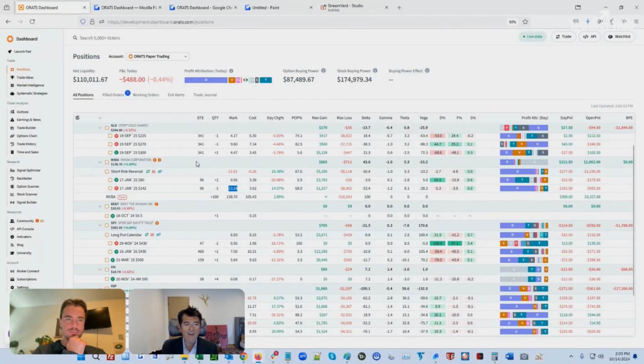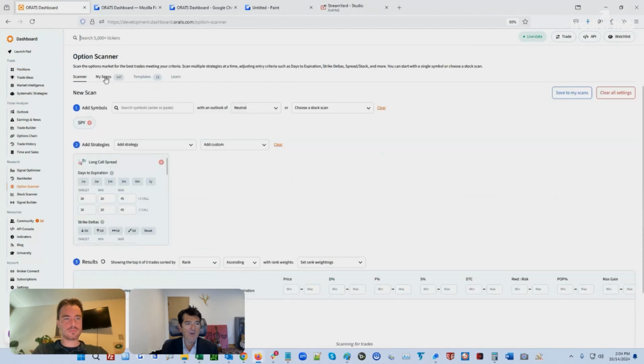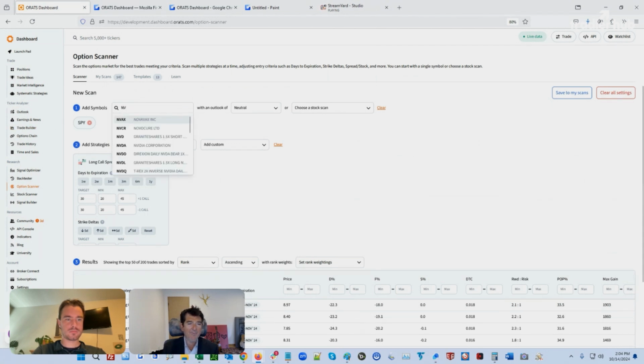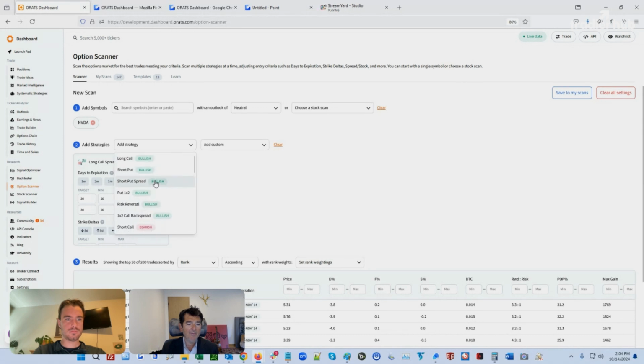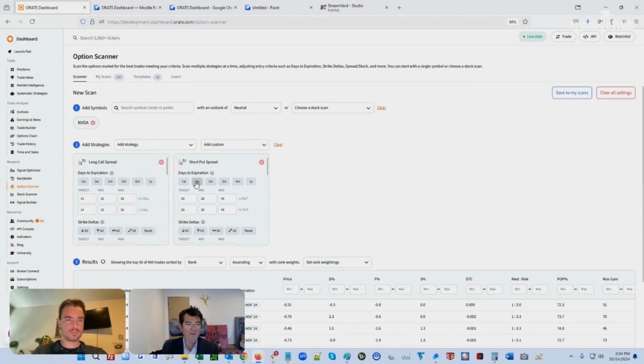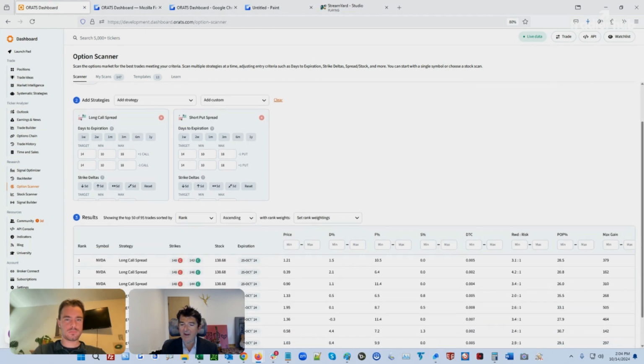So what I'd like to point out now is we have really 3 ways to trade. So let's go to our option scanner, because it's interesting to compare. And we'll just go to Nvidia, and we'll look at a couple of strategies. So I'm in the option scanner. I chose a symbol. I'm going to look at a short put spread and a long. I already have a long call spread. We'll do it for 2 weeks in Nvidia.